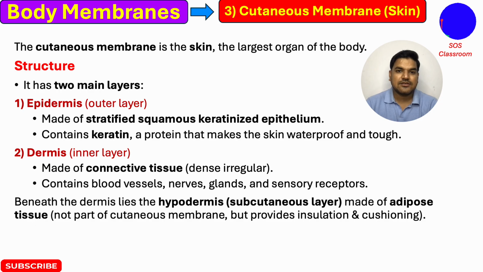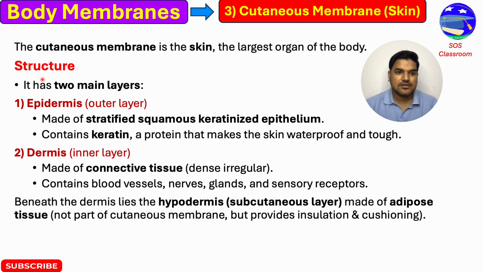Next, the third membrane is the cutaneous membrane. Cutaneous membrane means skin. There are three layers of the skin: the epidermis, second is the dermis, and third is the hypodermis or subcutaneous layer. The first layer, epidermis, and the second layer, dermis, together are called the cutaneous membrane.